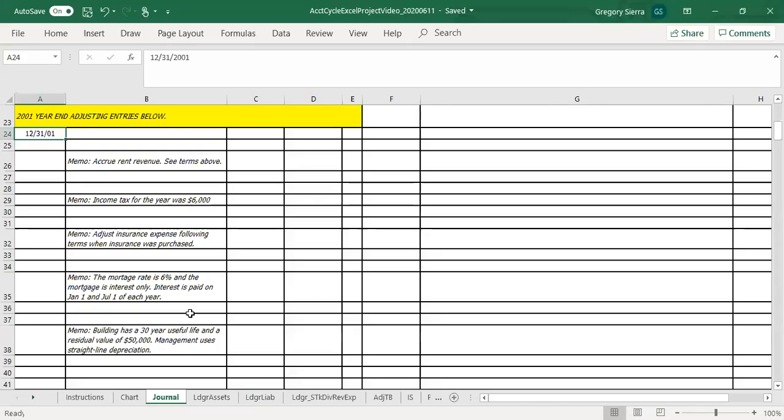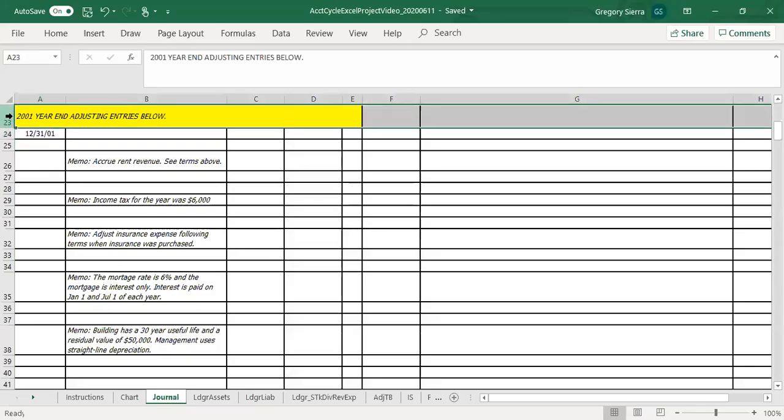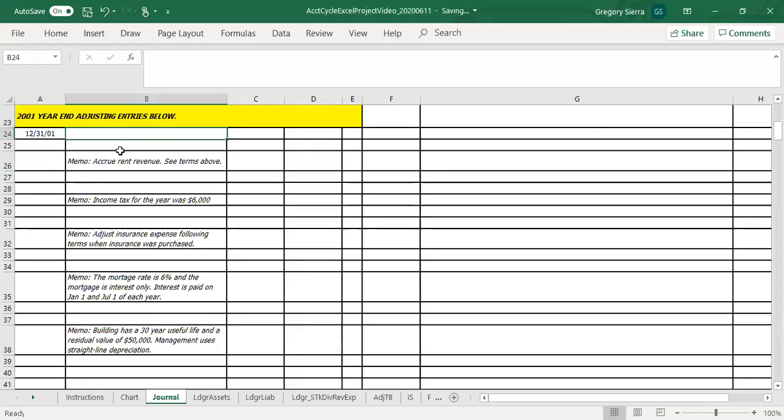All right, this is part 2, and we are doing the year-end adjusting journal entries. We did normal entries in the last one, and then we posted those to the ledger, and it tallied up the unadjusted balances for us. So now we're going to do the year-end adjusting entries, okay?